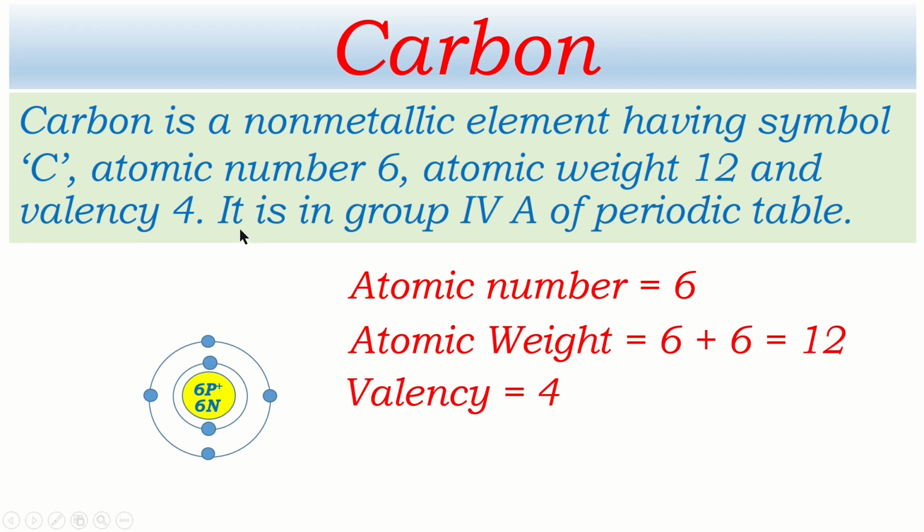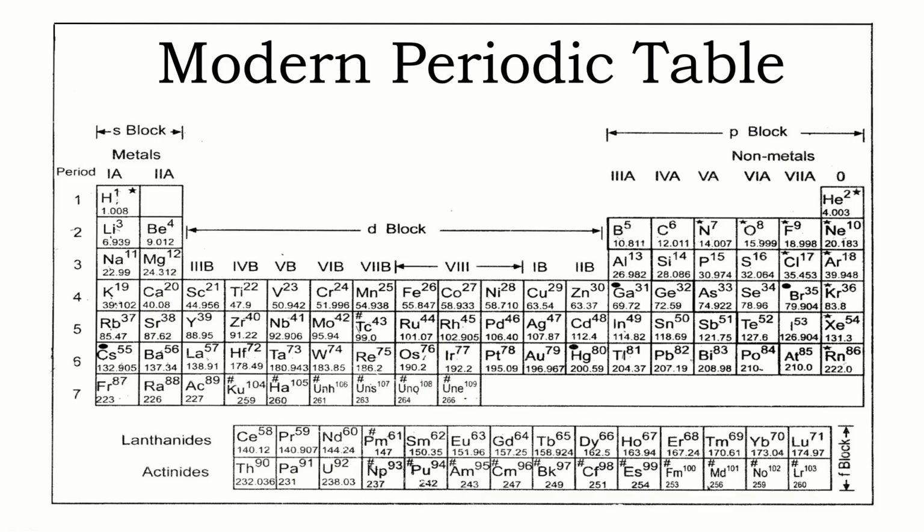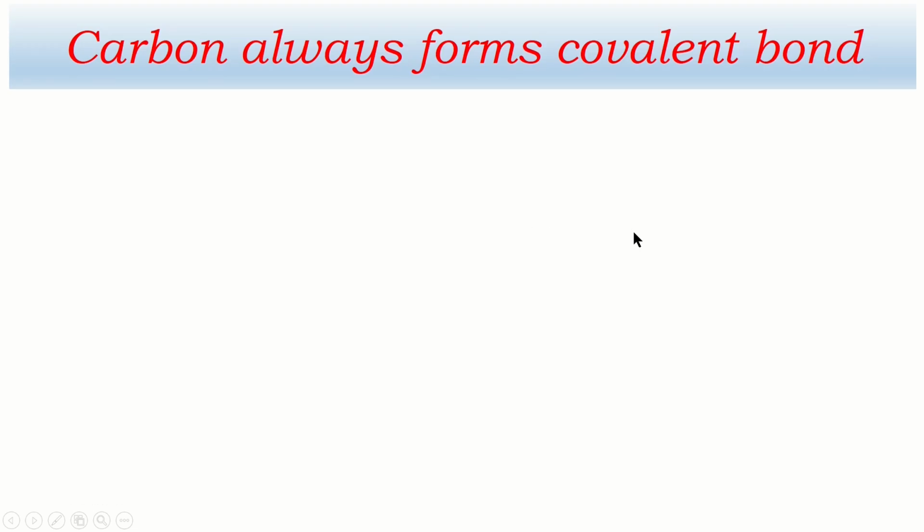Now the last part of this definition is that it is in group 4A of the periodic table. Do you know, this is the periodic table which contains all the elements, and the position of carbon is here. Altogether 18 groups are represented: 1A, 2A, 3A, 4A, 5A, 6A, 7A and the 0 group also, and 1B, 2B, 3B, 4B. In this way there are many groups. Among them the position of carbon is here. Carbon lies in group 4A of the periodic table. Okay, now let's go forward.